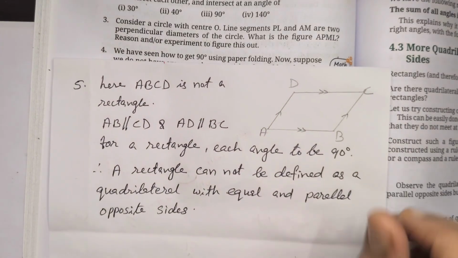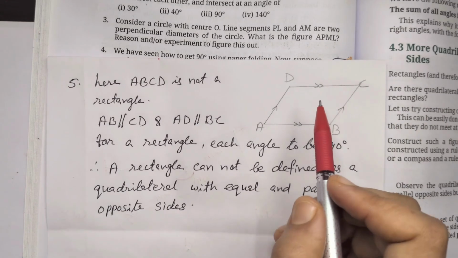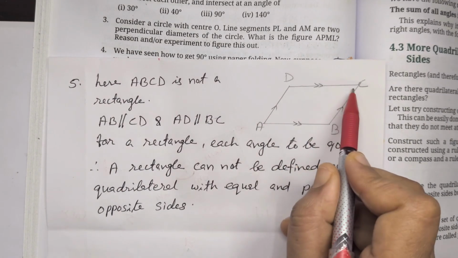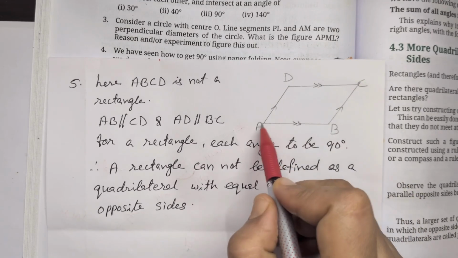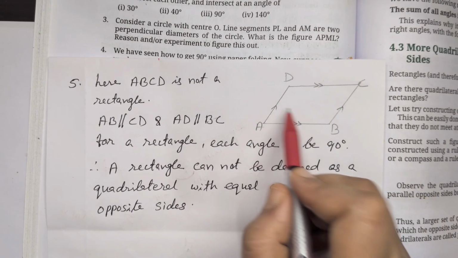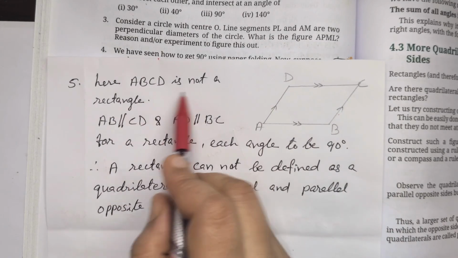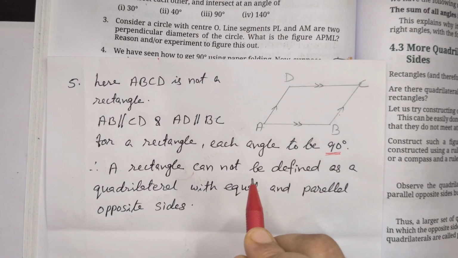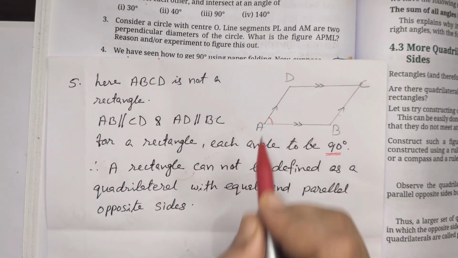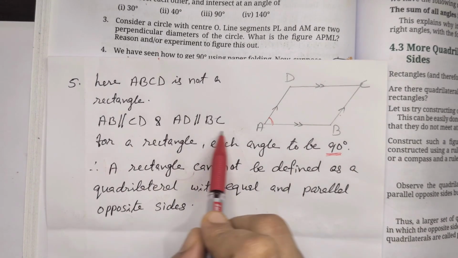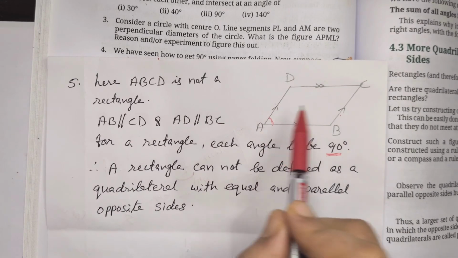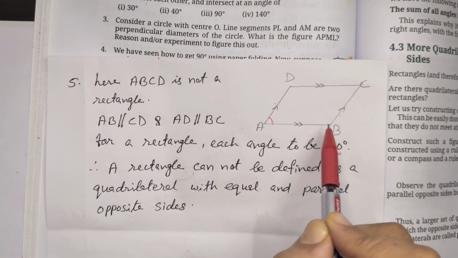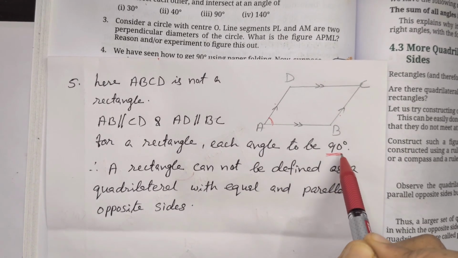If only the opposite sides are equal and parallel, we cannot say that it is a rectangle. For example, here ABCD is a quadrilateral with the condition AB parallel to CD. AB and CD are equal and parallel. In the same way AD and BC are also equal and parallel. But ABCD is not a rectangle. For a rectangle, each angle should be 90 degrees. Here the angle is not 90 degrees, but all other conditions are the same. Opposite sides are equal and parallel. So for a rectangle, we need each angle, all these four angles, to be 90 degrees.